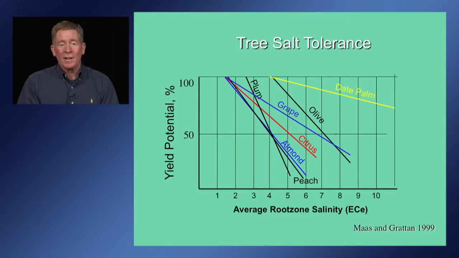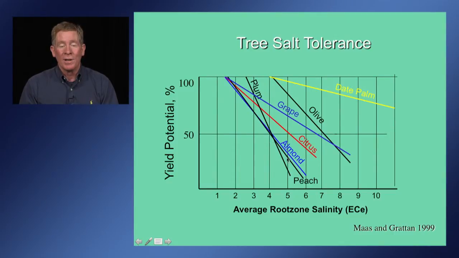The literature has compiled salt tolerance guidelines to look at the yield potential of different crops as salinity increases. This diagram shows selected tree crops as the salinity of the root zone, expressed as the average root zone salinity or the saturated soil extract, increases in the soil solution. You hit this value, which we call a threshold, beyond which yields begin to get reduced. The ones that tend to be more sensitive have a lower threshold and a much steeper slope of decline.